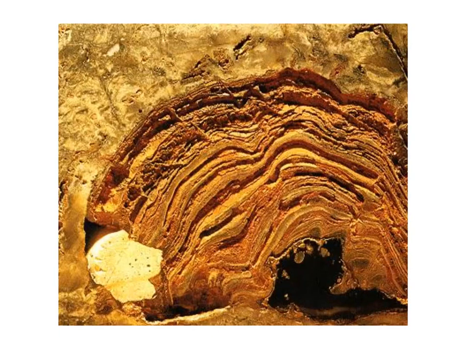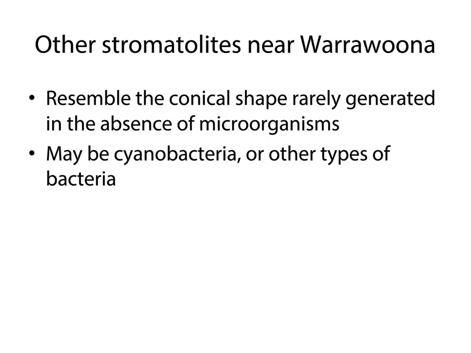Now, there are other stromatolite-looking fossils near Warrawoona, okay? And they do resemble the shape that you get when you have stromatolites. This potentially could be cyanobacteria, but it is still going to be debated. Because this is still controversial, it could be cyanobacteria, it could be other types of bacteria, it could not be bacteria at all. That's something researchers are going to have to figure out. Again, this is still not by any means close to being solved.